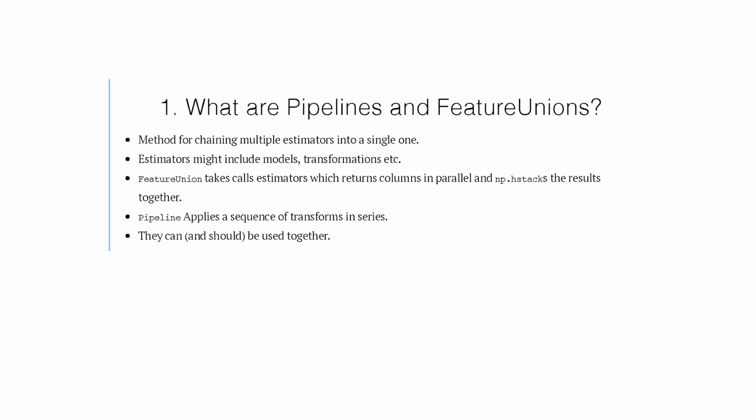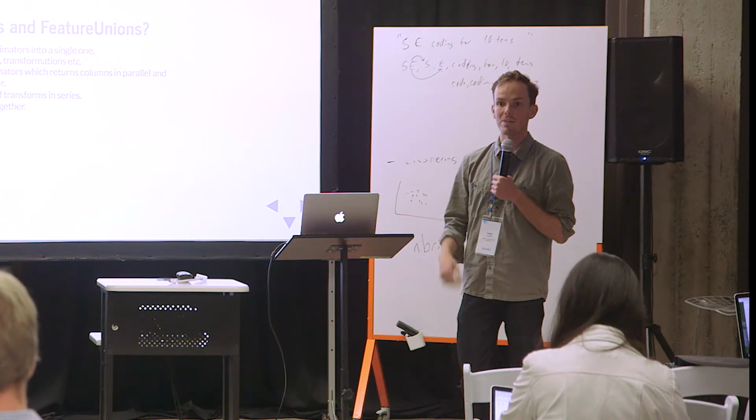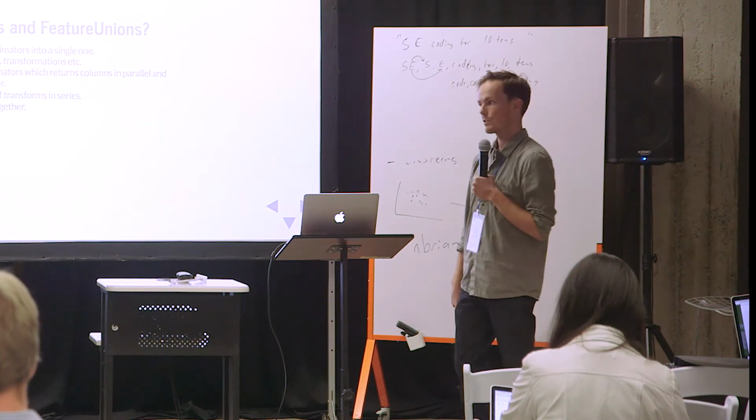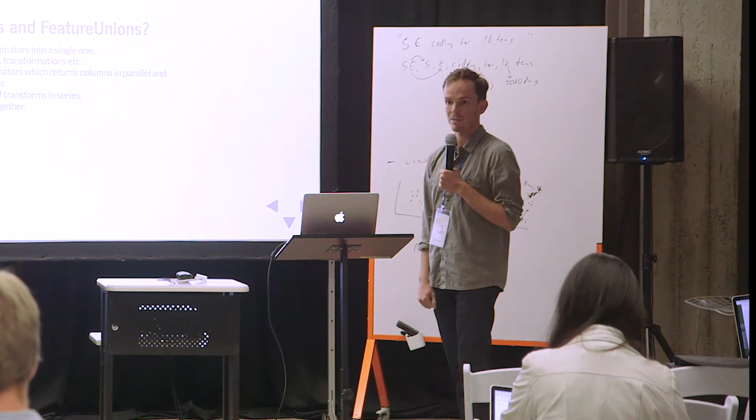And we're going to chain multiple such estimators into a single one, and that final estimator is going to similarly have all of the properties of the estimators that it's composed of, namely fit and transform. If the final step of that estimator is a classifier, it will have all of the methods associated with a classifier. If it's a regression method, similarly, it will have all the methods associated with that.